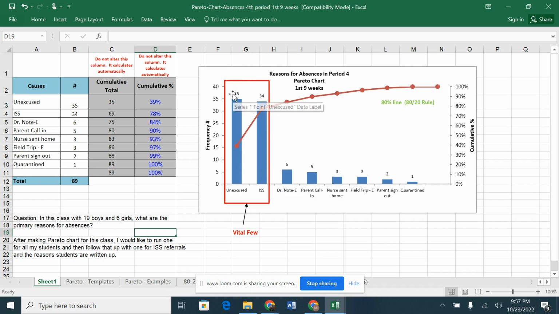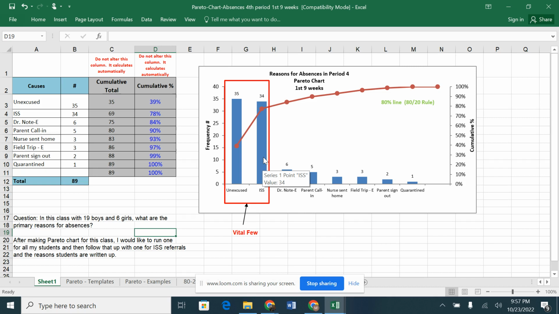And so 35 out of 89 absences were unexcused, which makes me have other questions for my principal. And 34 of them were students that were placed in ISS. This is a class of 19 boys and 6 girls. Obviously, these are all boys. So 34 times somebody was out of the class out of 89 times. And that was due to an ISS placement.